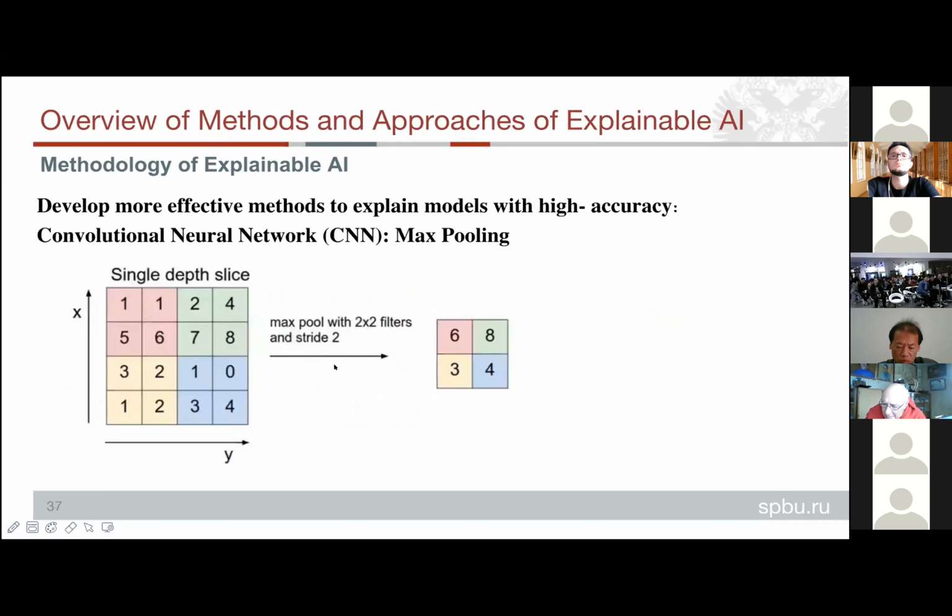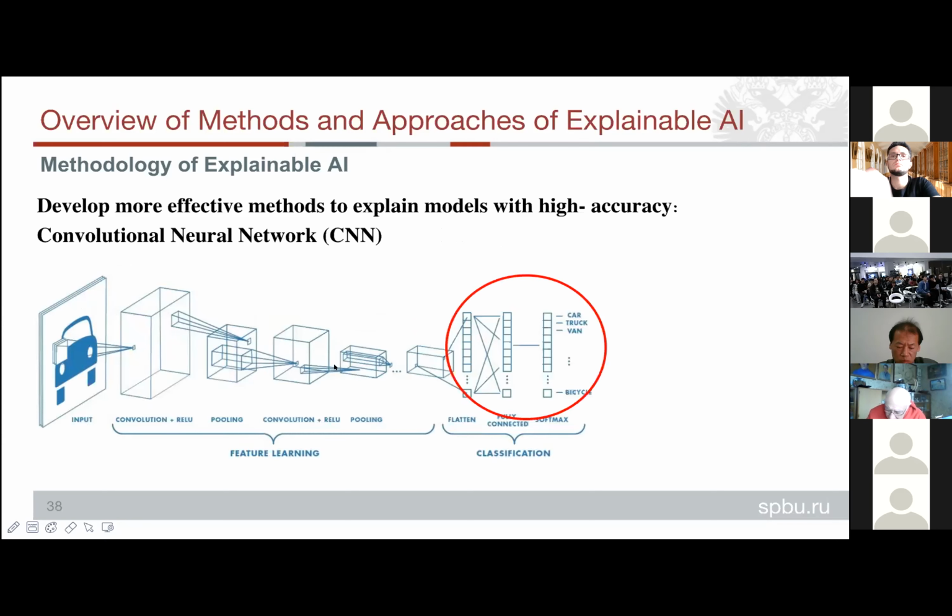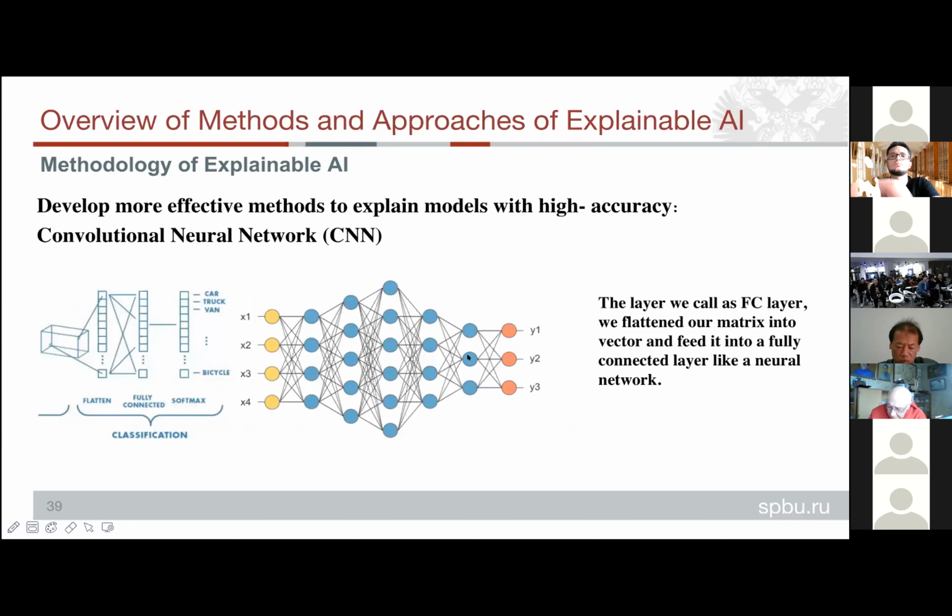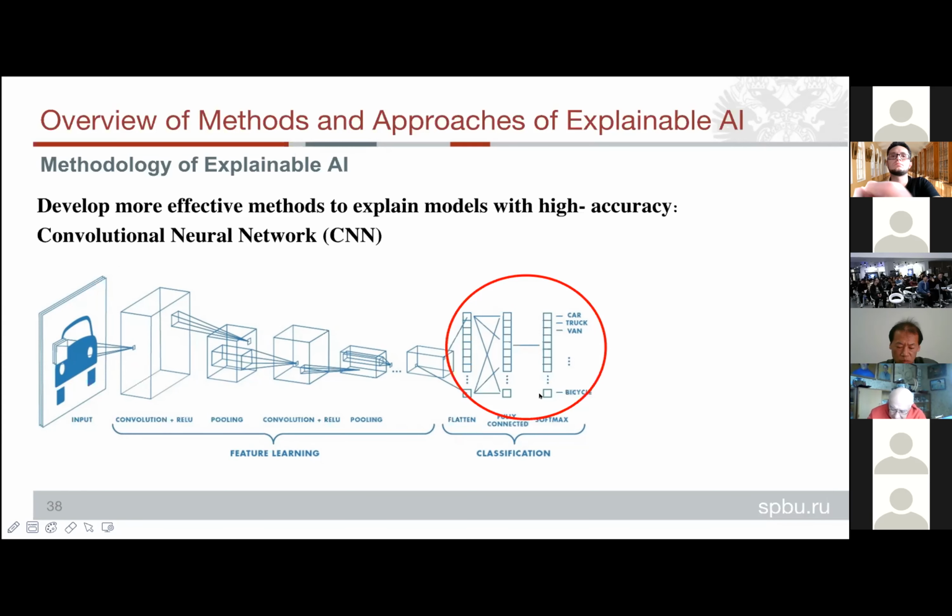Next is the pooling layer. The pooling layer would reduce the number of parameters when the images are too large. In this case, we use the max pooling method. This is currently the most commonly used pooling method. Max pooling takes the largest element from the feature map. The layer we call the FC layer is fully connected. We flatten our matrix into vectors and feed it into a fully connected layer like a neural network. And this is the whole process of a convolutional neural network.